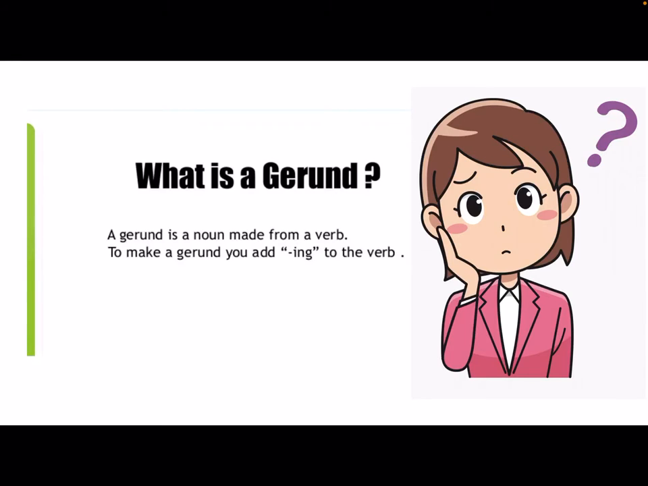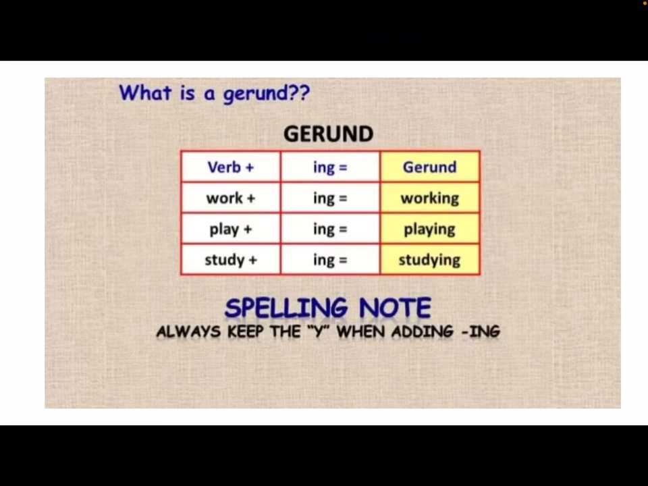So, what is a gerund? A gerund is a noun made from a verb. To make a gerund, you add ing to the verb. Examples of gerund: work, working; play, playing; study, studying. Always keep the y when adding ing in gerunds.